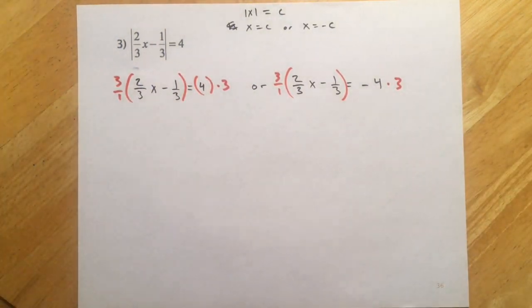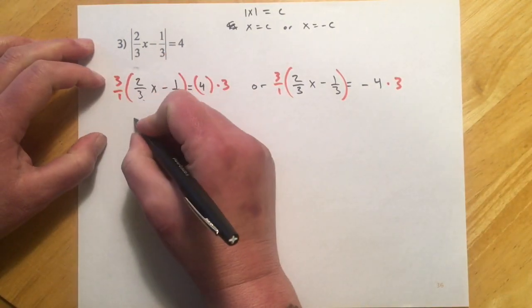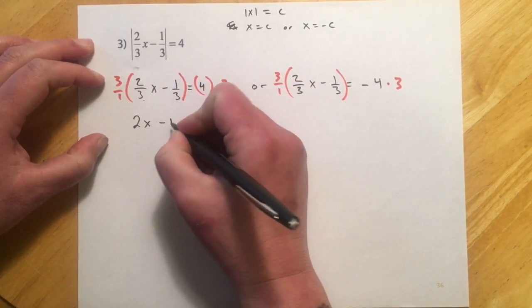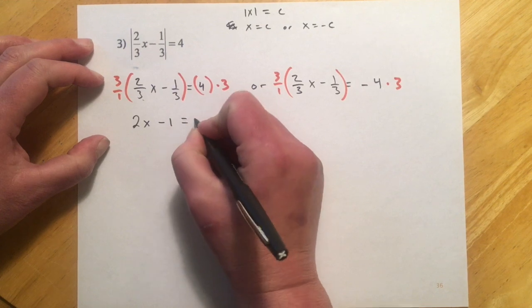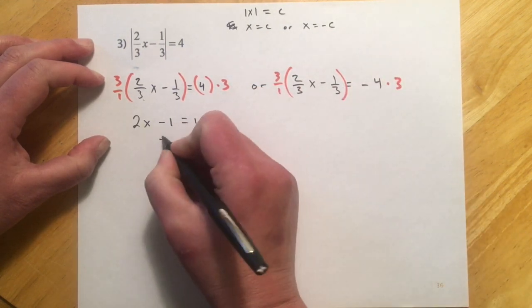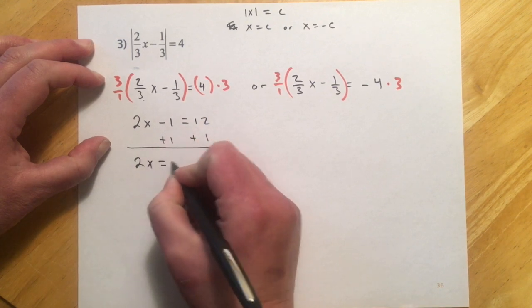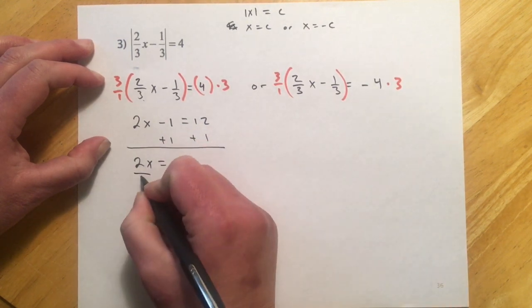So on this side, the 3's cancel. I have 2x. I distribute it here, so 3/3, that makes a 1, where the 3's canceled. And that equals 12. From there, I'll just bring this 1 over. I got 2x equals 12, and then divide both sides by 2.